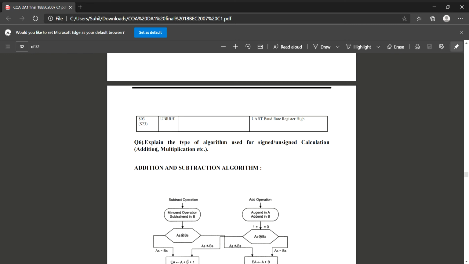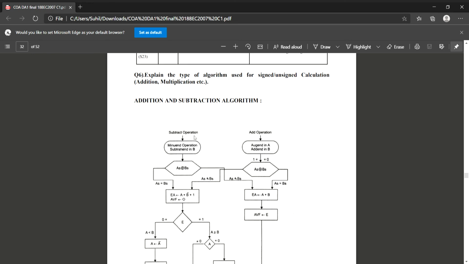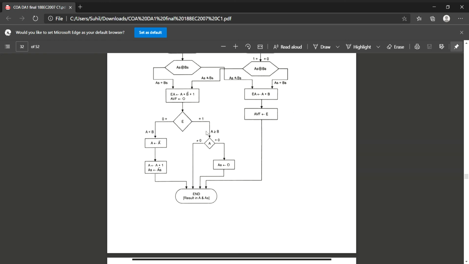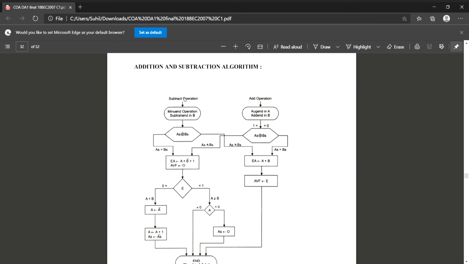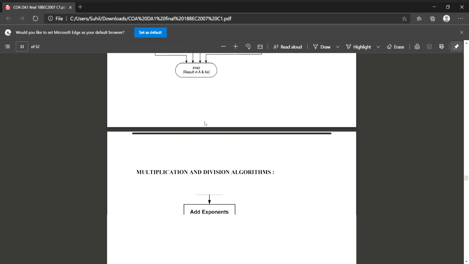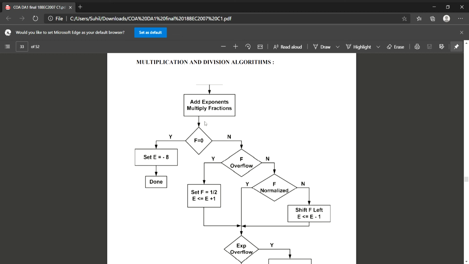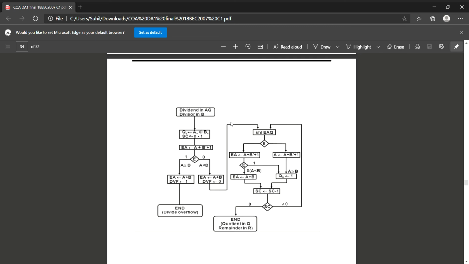I'm going to explain the type of algorithm. This is the basic concept involved in this Apple microprocessor. The algorithm used is the addition and subtraction algorithm, as we have learnt in class. First we do the subtract operation, and after that, multiplication and division algorithms are performed to carry out the arithmetic calculations in the processor.